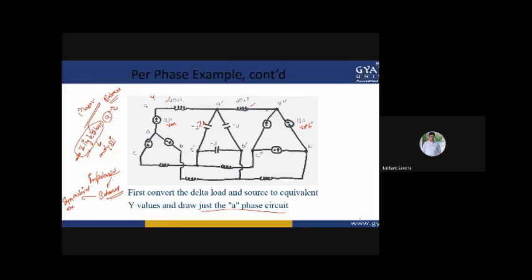By using the symmetrical components, the imbalanced system can become a balanced one. Is this clear? The imbalanced will become the balanced one. Okay.